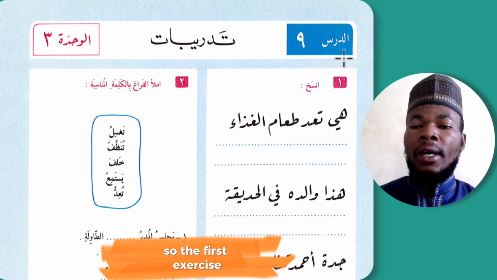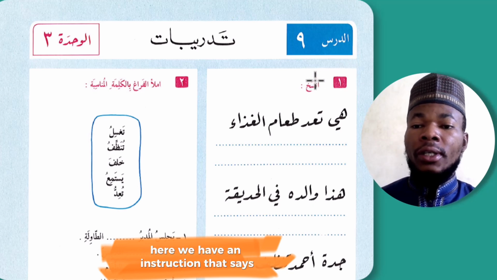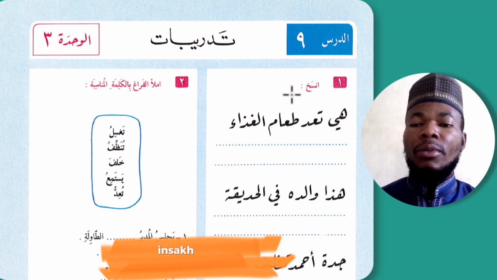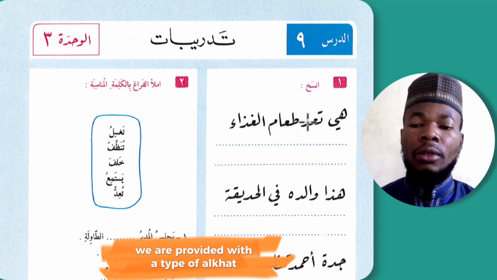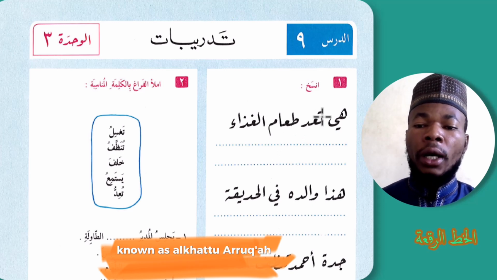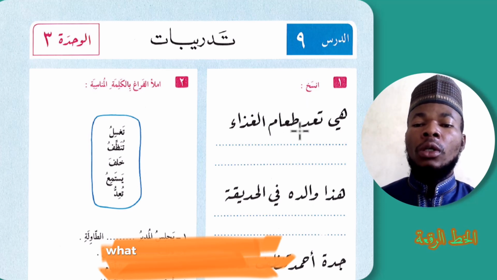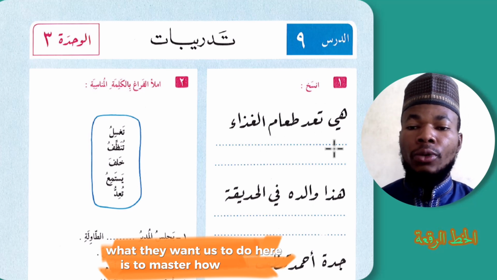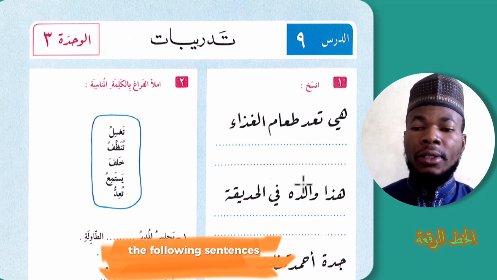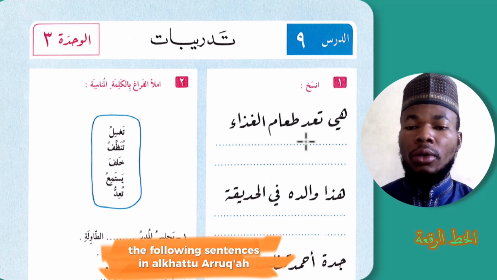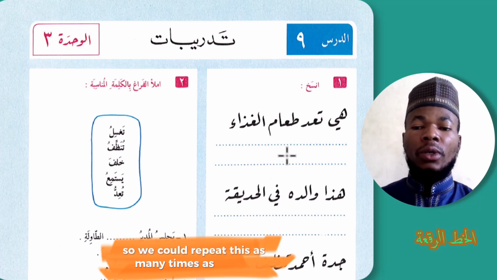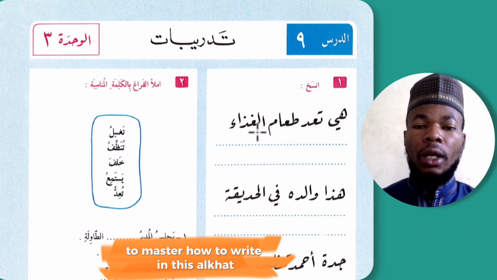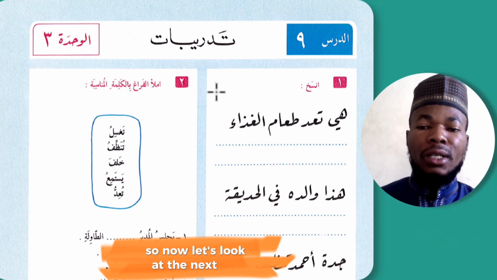So the first exercise, here we have an instruction that says Insakh. Insakh means copy. So in this first exercise, we are provided with a type of Al-Khat known as Al-Khattu Al-Ruk'a in Arabic language. So what they want us to do here is to master how to write the following sentences in Al-Khattu Al-Ruk'a. So we could repeat this as many times as we can to master how to write in this Al-Khat. So now let's look at the next one.